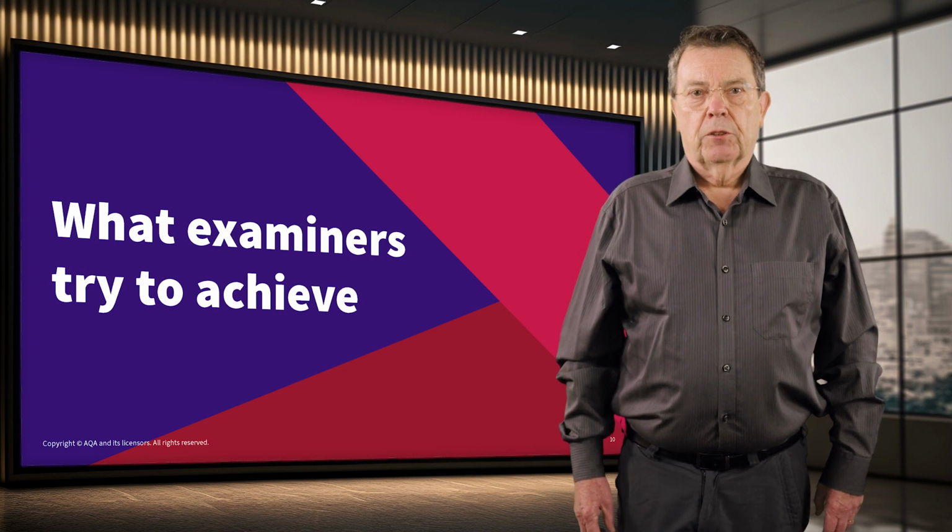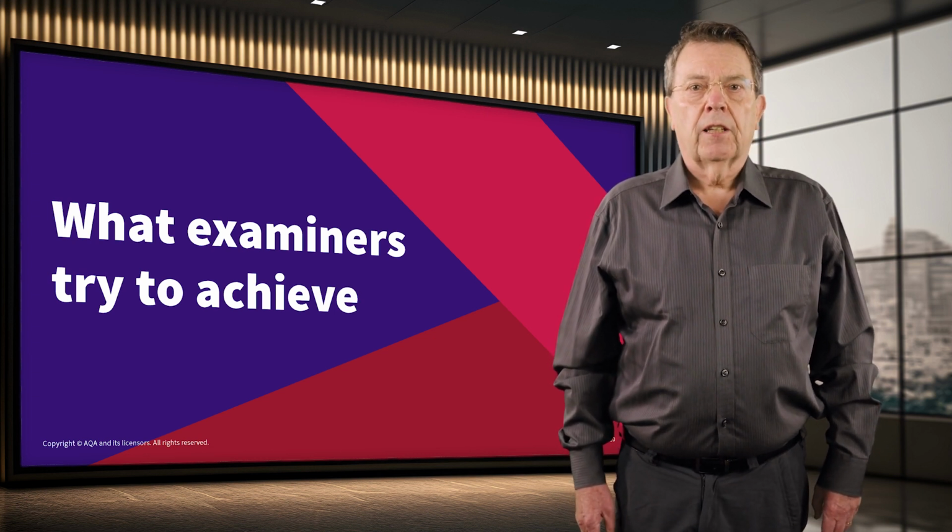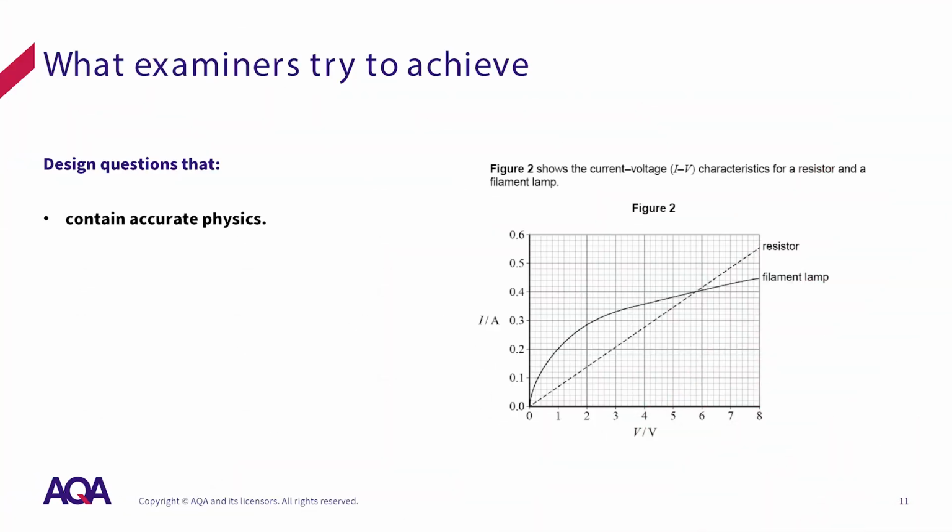The assessment principles remind us that questions must contain accurate physics. This question would not achieve this aim because the resistance of the filament lamp is decreasing with increasing electrical current. I should add that I've invented this example. It's not a stem from a real AQA question.